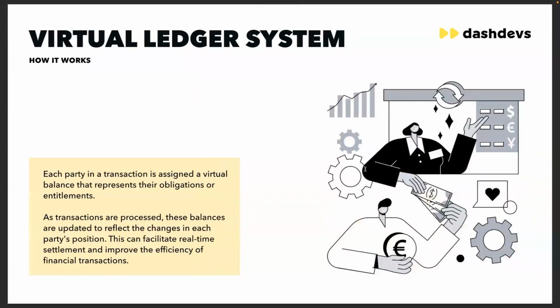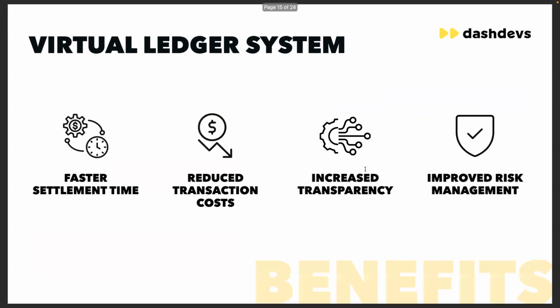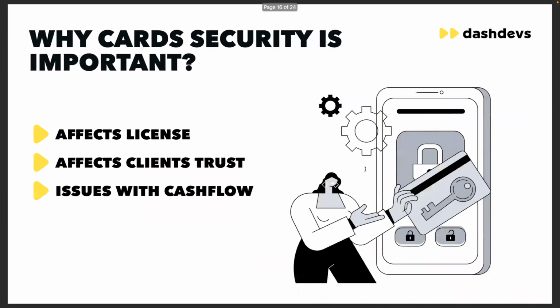So that gives a virtual balance that represents the obligations or entitlements, and transactions are processed and those balances updated to reflect the changes in each party's position. And this can facilitate real time, which is really important, as we discussed already. So: faster settlement time, reduced transaction costs, increased transparency, because with a virtual ledger system you can do audits and logs, and improved risk management, which once again is really important in fintech.